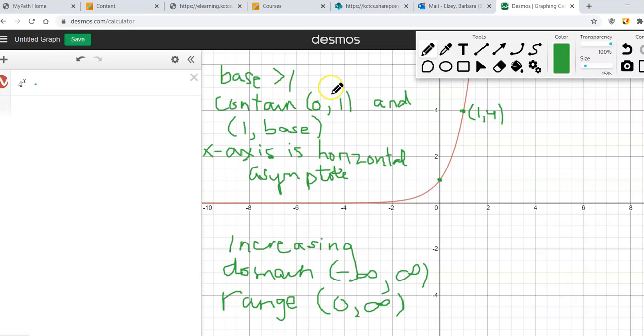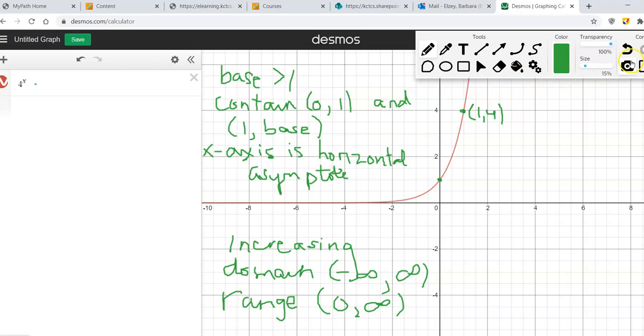All right, now, that's what happens if our base is greater than 1. Now let's look at what happens if our base is a fraction. Now, I want to note that we will never have a negative base. So that's very important. We're not allowed to have a negative base, but we can have a fraction base.